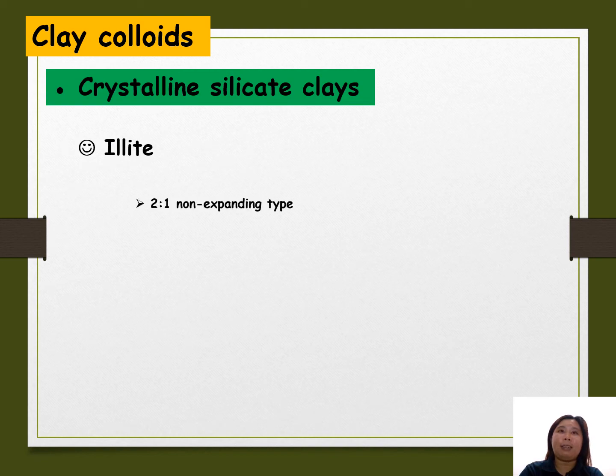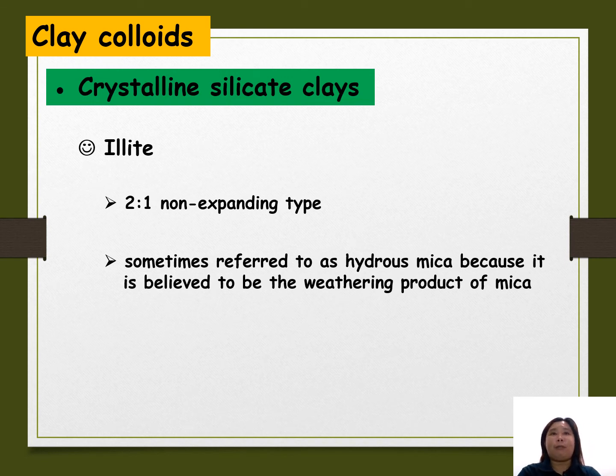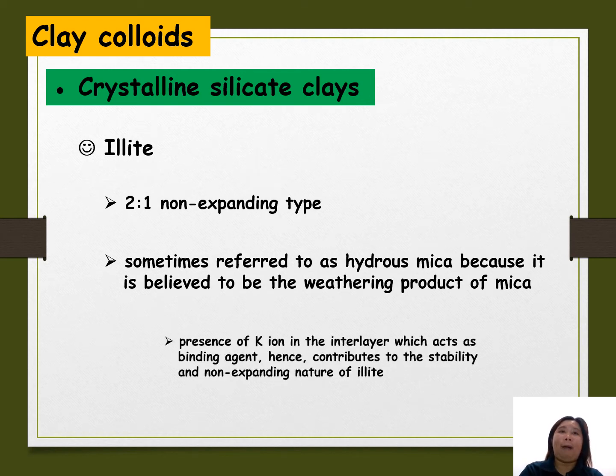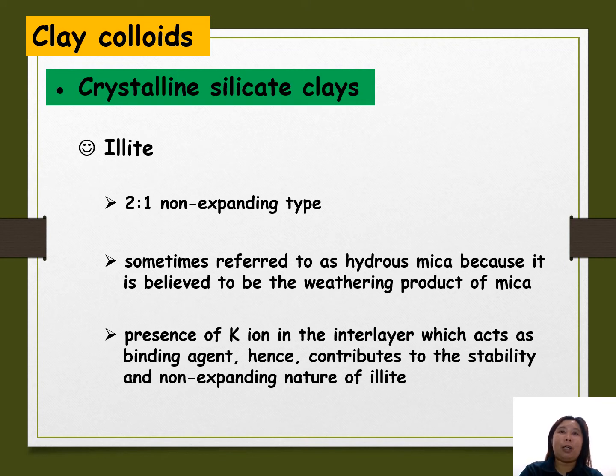Another group is the illite. This is also a 2:1 type of clay, which is non-expanding. So remember, we have the 2:1 expanding type, which is the smectite, with montmorillonite as the most prominent example. We have the limited expanding 2:1 clay type, which is the vermiculite. And now we have the non-expanding 2:1 clay, that is illite. Illite is sometimes referred to as hydrous mica because it is believed to be the weathering product of mica. The presence of potassium ions in the interlayer, which act as a binding agent, contributes to the stability and non-expanding nature of the illite.